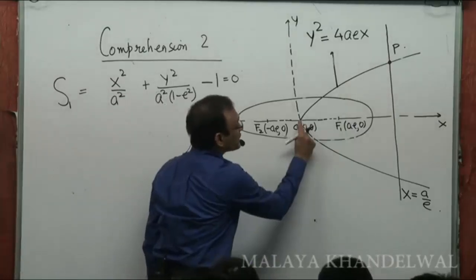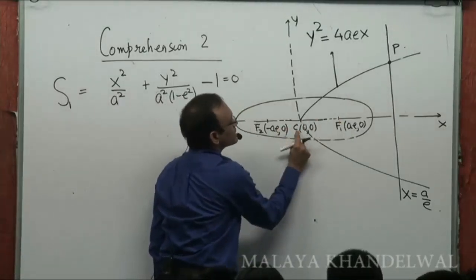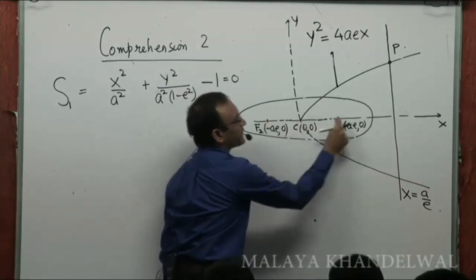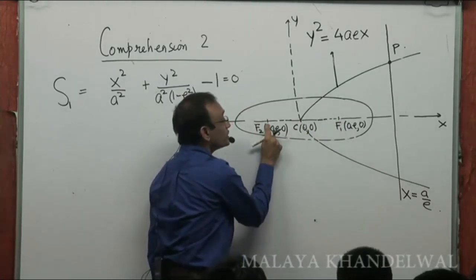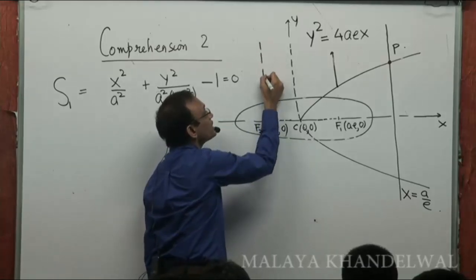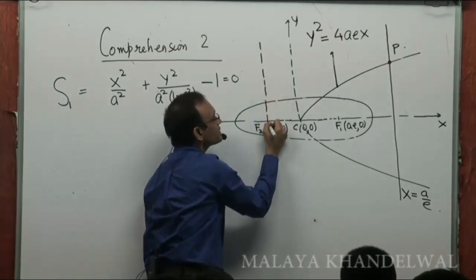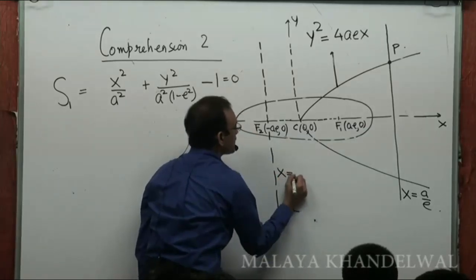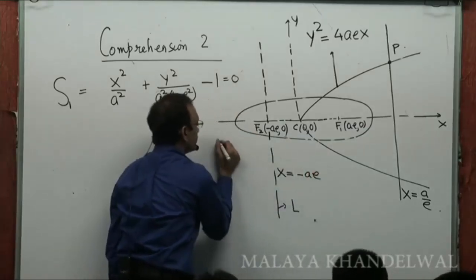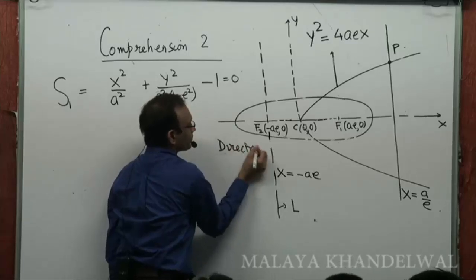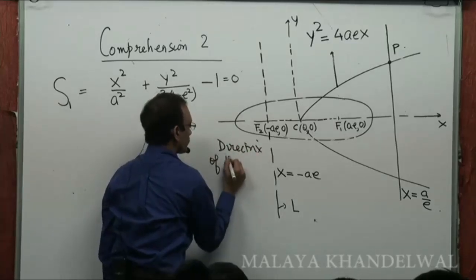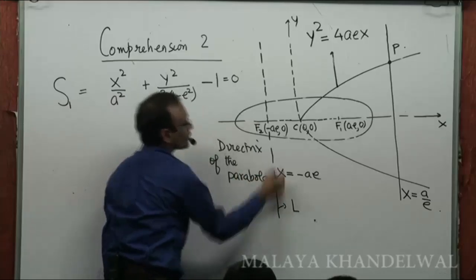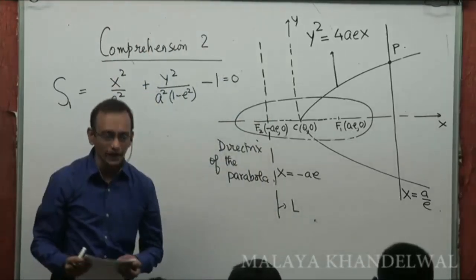Now, the directrix of the parabola will be such that C must lie halfway between the directrix and the focus. That means the directrix of the parabola must be x equal to minus ae. This line L, which is x equal to minus ae, will be the directrix of the parabola. Clear?